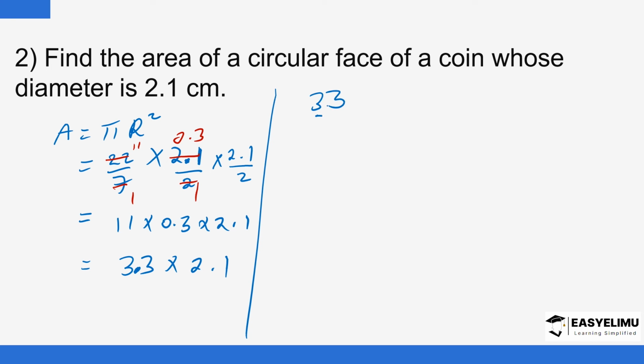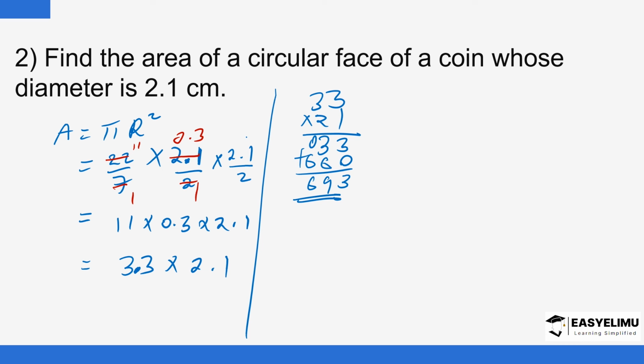So I have 33 by 21, 1 by 3 is 3, and 1 by 3 is 3. We have 0, 2 by 3 is 6, 2 by 3 is 6. Add 0 there, sum the two products. This is multiplication, this is addition. So 3 plus 0 is 3, 3 plus 6 is 9, and 0 plus 6 is 6. So this becomes the area of the circular face of the coin.